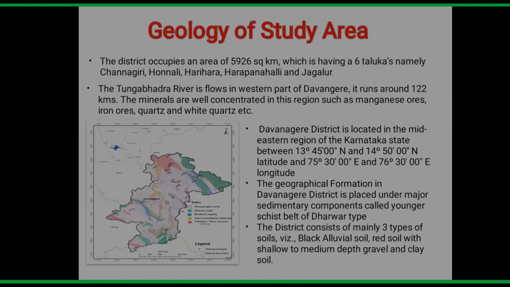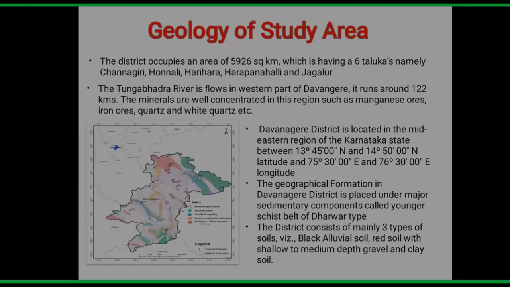The geological formation in Davanagere district falls under the major sedimentary components of the Dharwar type. The district consists of mainly three types of soil: black alluvial soil, red soil with shallow to medium depth, and gravel and clay soil.